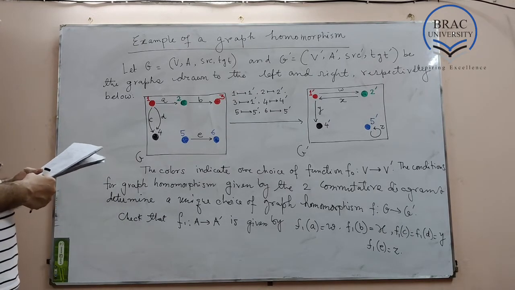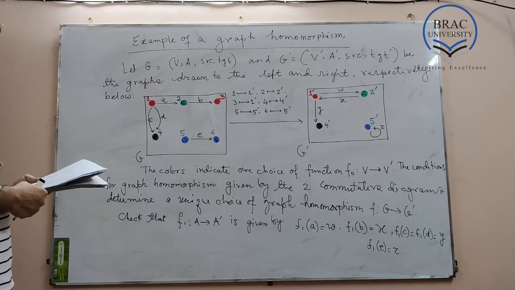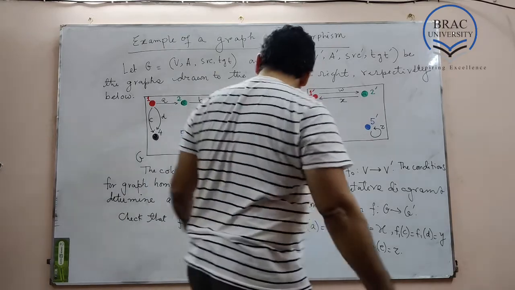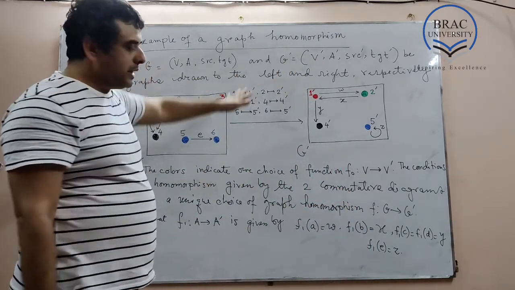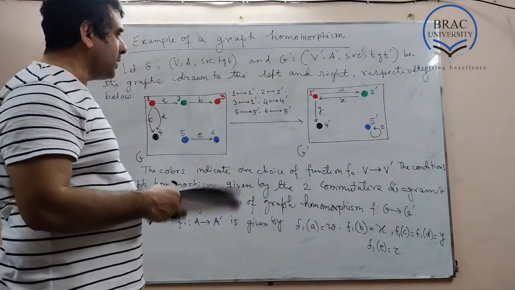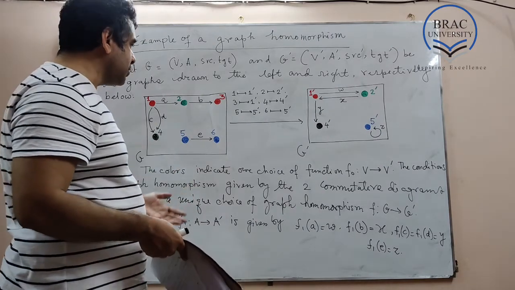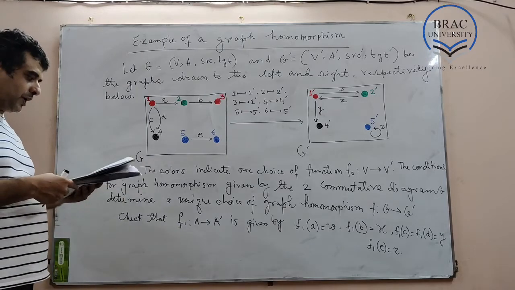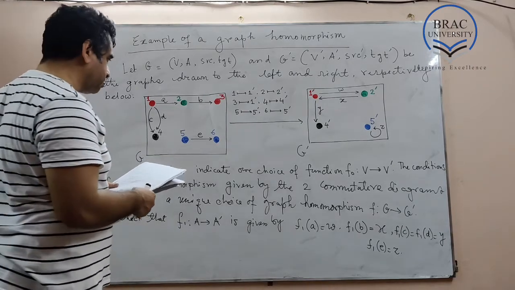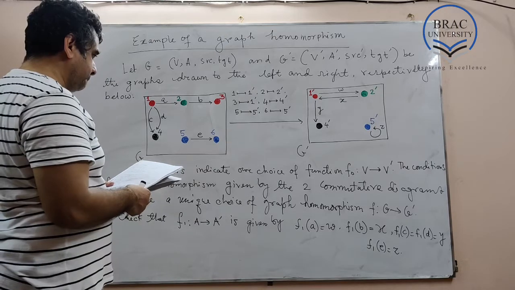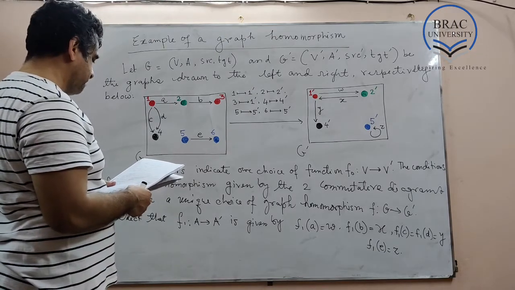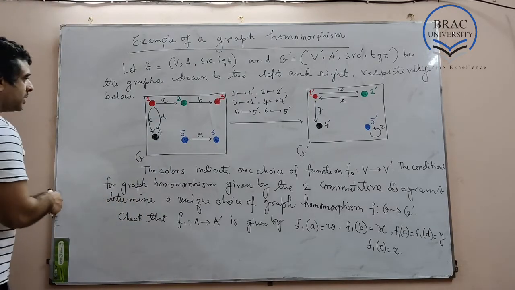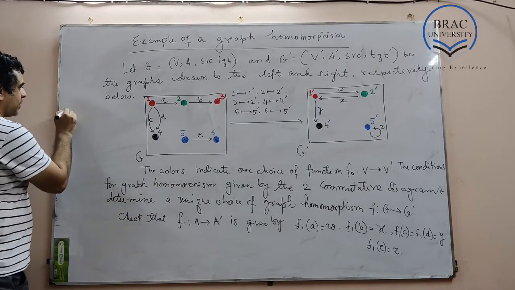Okay. Now let's check that under this choice of this function f1 from A to A prime, we indeed have a graph homomorphism, meaning that we have these two conditions of the commutativity of the two diagrams fulfilled. Okay, so let's check. So what did we really need to check? Let me draw the two diagrams here.